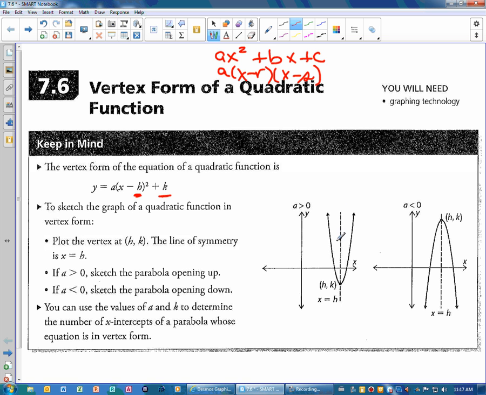And then remember that wherever your vertex is, there's your line of symmetry. So if you have your vertex, you have your line of symmetry as well. Remember that if this a is positive, your parabola will open up. If that a is less than 0, negative, your parabola will open downwards. Okay? All right. So let's give it a try.